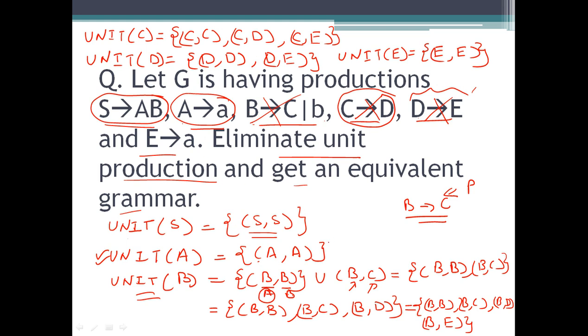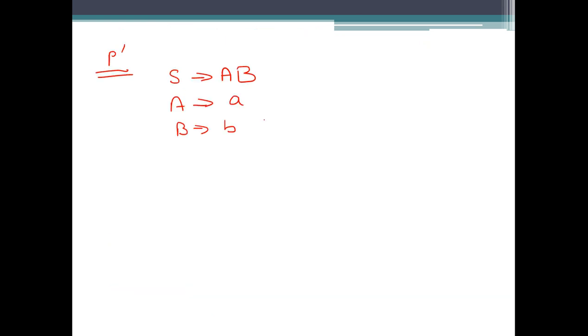Fine. Now coming to this set, B, C, but no non-unit production is produced by C. B, D, no non-unit production is produced by D. But B, E, E is producing A. So we have to substitute A for this E. So B is rewritten as A will be another production.